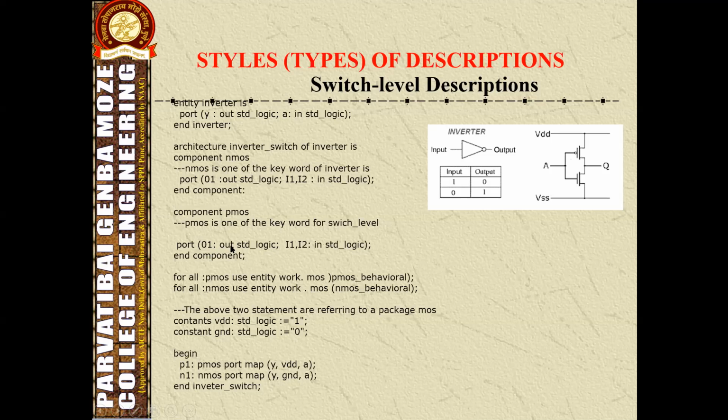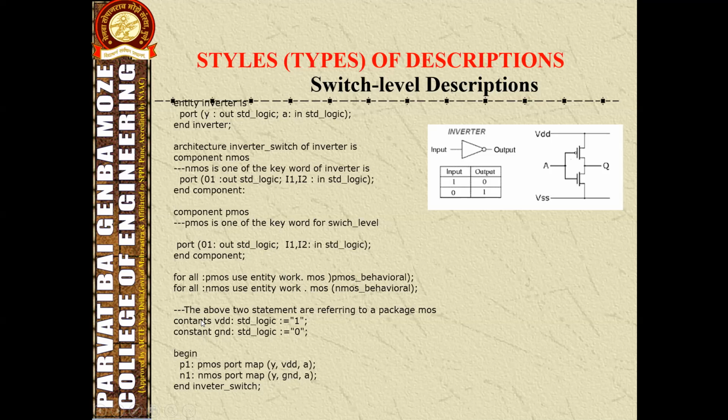Here one output will be declared as O1, which is out. This is also std_logic data type, and I1, I2 are two input terminals, so two input signals are going to feed this transistor. So for all PMOS use entity work.MOS, and for all NMOS use entity work.MOS, and the entity we are providing here will use the behavior of each transistor. The above two statements refer to the packages. These MOS packages are going to be referred.